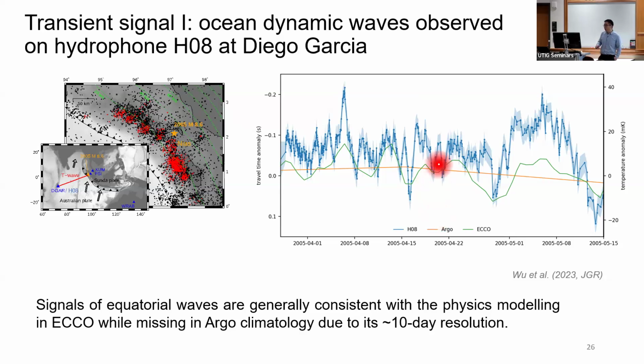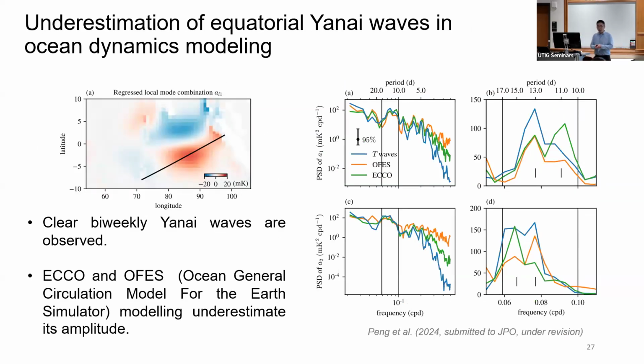And if you look at our results and Echo, you can see these signals, right? These bumps. And these bumps are associated with ocean dynamic waves. And here I want to draw your attention to this big bump. This big bump, the duration is about 2 weeks. So what is this signal? It turns out this signal is the ocean equatorial waves, specifically Yanai waves.